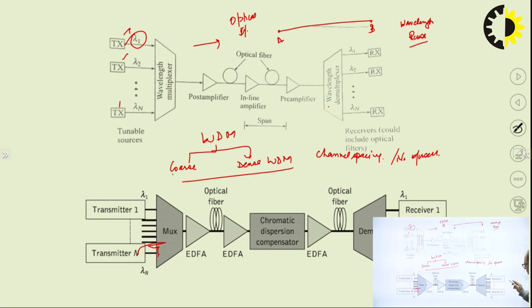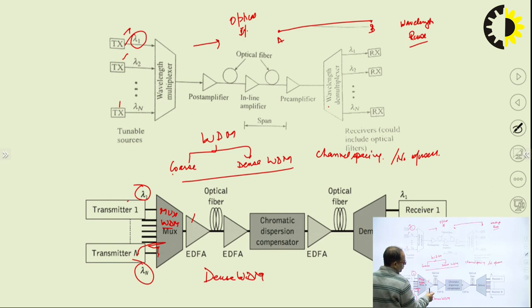Now this one is the example, the block diagram for the dense WDM. There are a number of channels and each transmitter has a particular wavelength, that is lambda 1, and the nth transmitter has wavelength lambda n. These are transmitted over a multiplexer, and this multiplexer is a wavelength division multiplexer. Now this signal is transmitted over an erbium doped fiber amplifier, which is one of the optical fiber amplifiers.